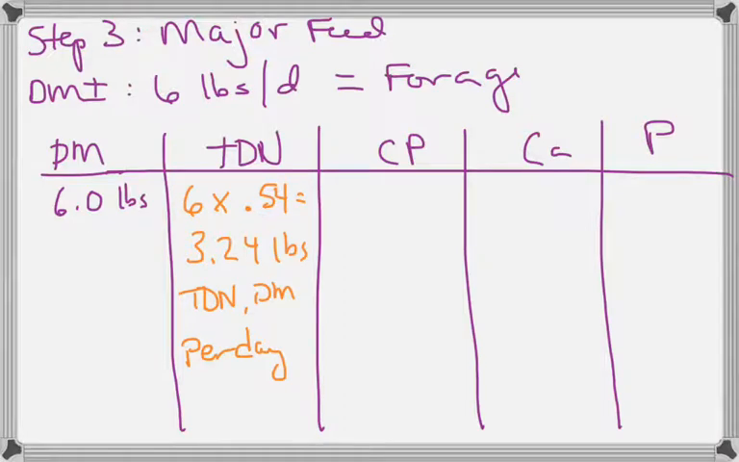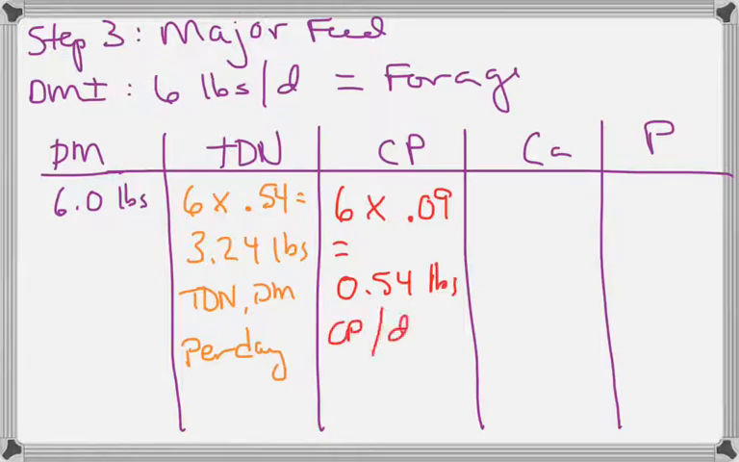Actually, let me change colors so we keep it clear here. 6 pounds times 9% protein. If you look back to our data, that Bahia grass pasture was 9%. So times 0.09, that gives us 0.54 pounds of crude protein per day on a dry matter basis that this sheep is eating. If we take a look at calcium, it's going to be the same thing.